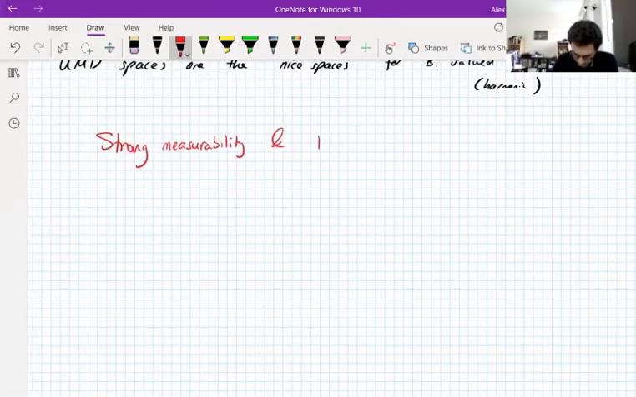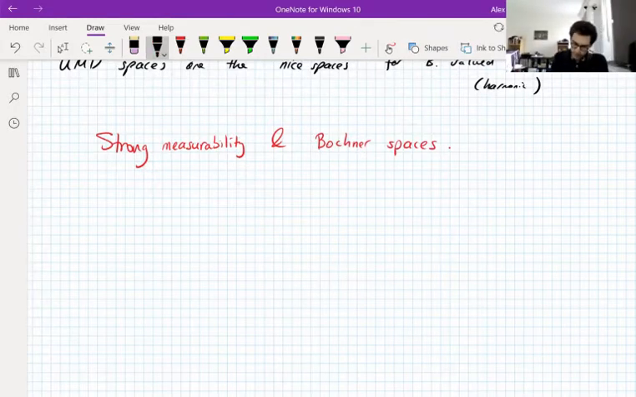Strong measurability and Bochner spaces. I think it's chapter 1 or 2 in the notes. Maybe it's chapter 2. It doesn't matter. I hope everybody's done measure theory. If you haven't done measure theory before, you're going to have trouble here. But I don't like telling people they can't do something. But if you haven't done measure theory, you're going to have a lot of trouble here. Same with functional analysis. If you haven't done Banach spaces before, this is not going to work.